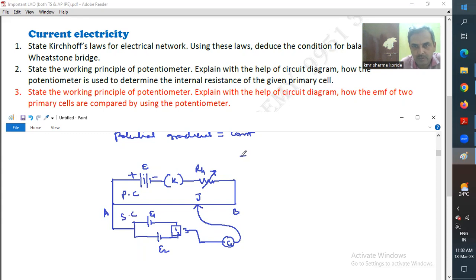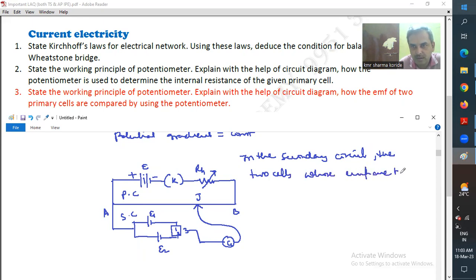Secondary circuit. So in the secondary circuit, the 2 cells whose EMFs are to be compared are connected. You call this key K1 and this key K2.